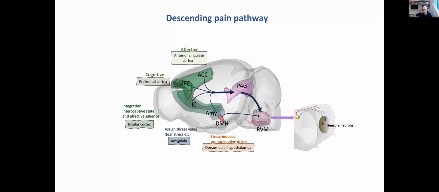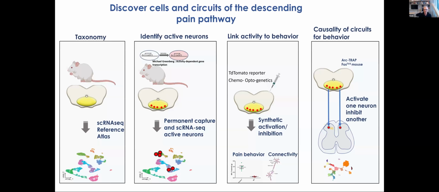Of course, as the previous speakers have explained the pathway, we focused on the RVM because it's the last relay structure of the brain that projects to the spinal cord, and in the spinal cord modulates transmission in the ascending pathway. I won't have time to go through a lot of data, so I'm going to focus on the technological strategy that we use, and basically summarize our results.